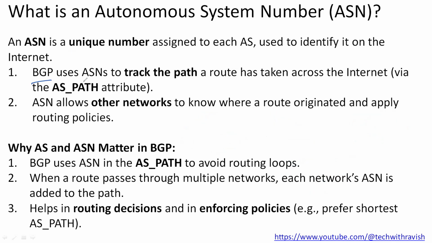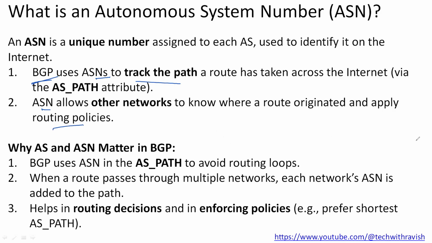So BGP uses the AS number to track the path a route has taken across the internet via AS path attributes. Basically, the BGP protocol uses the AS number to track the path or route taken across the internet. AS numbers allow other networks to recognize a specific organization using its routing policies.